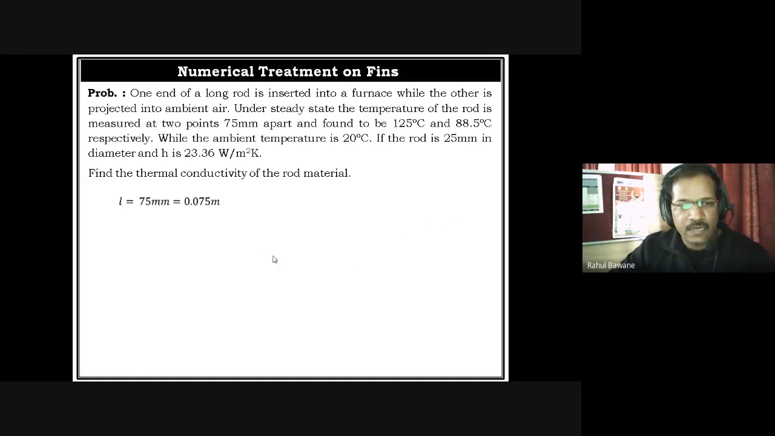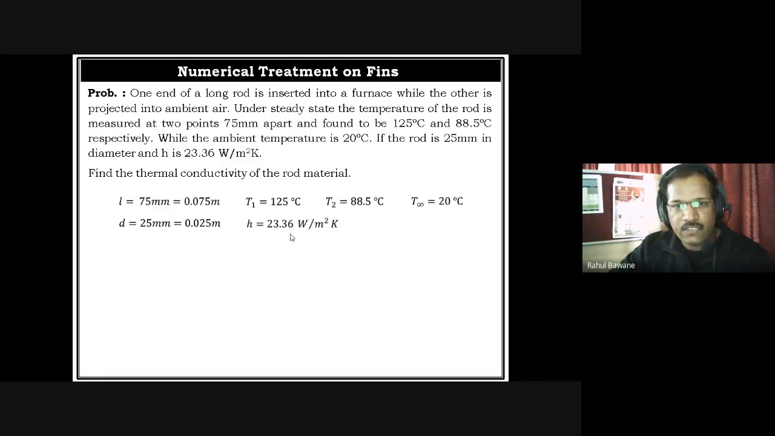So the given data is the distance between two marked points, that is 75 mm, so we convert into meter. First point, the temperature is 125. Second point, temperature is 88.5. Next, surrounding fluid temperature 20 degrees centigrade. Diameter is given 25 mm. And h value of the surrounding fluid is given. And it is asked to find out the thermal conductivity of the rod.